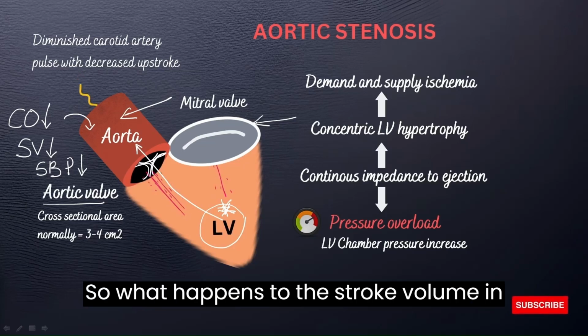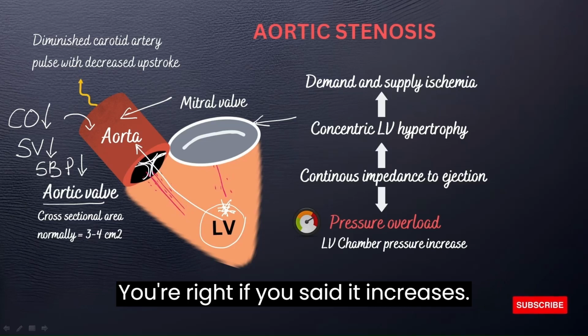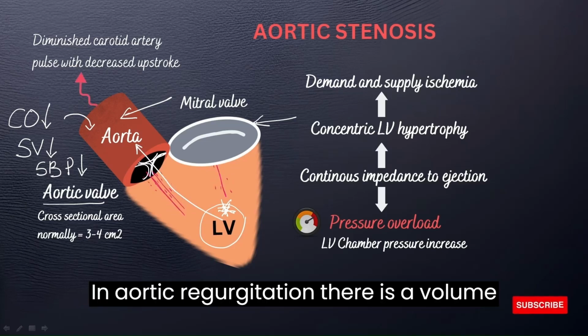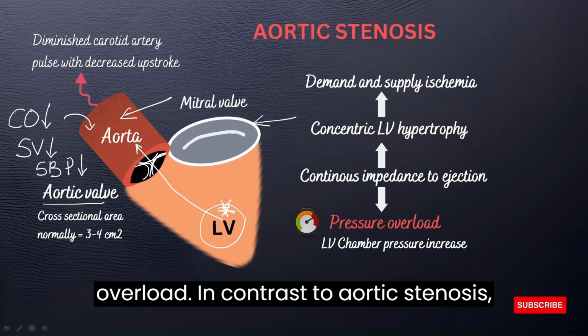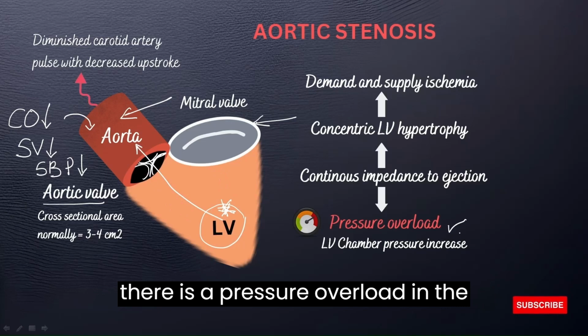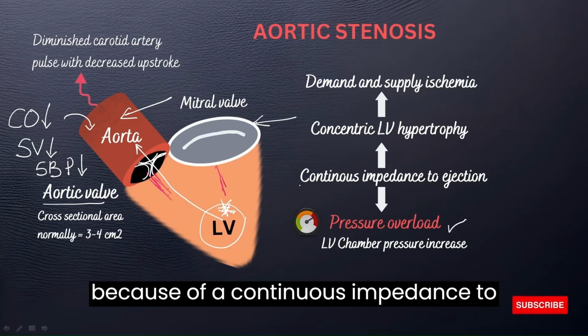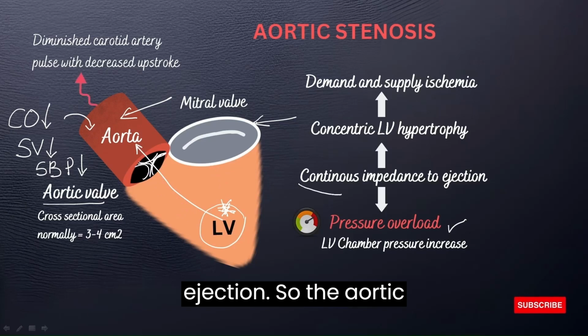Now, a question. What happens to the stroke volume in aortic regurgitation? You're right if you said it increases. In aortic regurgitation, there is a volume overload. In contrast to aortic stenosis, there is a pressure overload in the left ventricular chamber. Now, this is because of a continuous impedance to ejection.